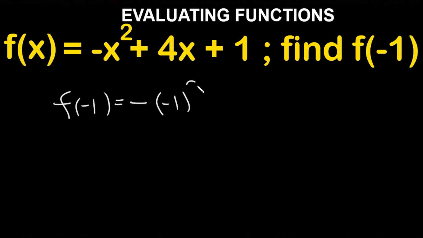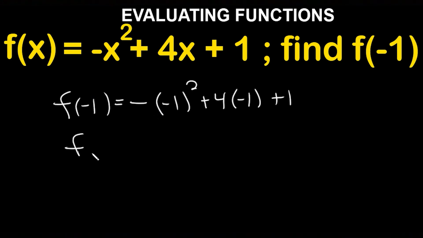And then I'm going to square it, and then plus 4 times a -1, because I have another x there, and then plus 1. So taking care of it, we know that we have to do the exponent first. So I'm going to do -1 squared. That will give me +1. But then I had this negative here, so it becomes -1. So I'm going to rewrite the problem.